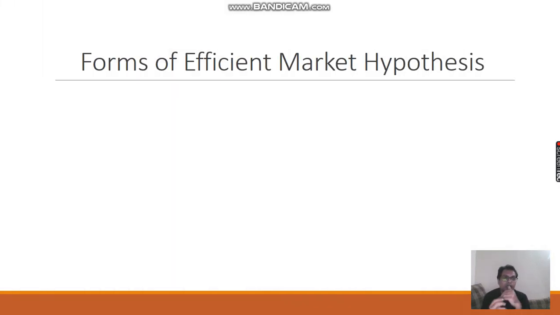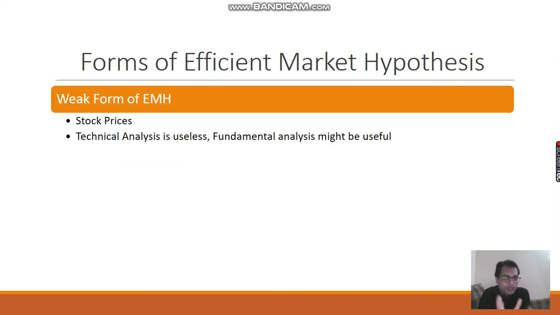On the basis of this information classification, we classify the efficient market hypothesis into three categories. The first one is the weak form of EMH. According to the weak form of EMH, the market participants only have information about historical stock prices. Now, when everybody has information about historical stock prices, then technical analysis becomes useless, because technical analysis is based on the notion that history repeats itself. But when everybody has this information, nobody can make use of it, because this is not information that is unique to a single individual.